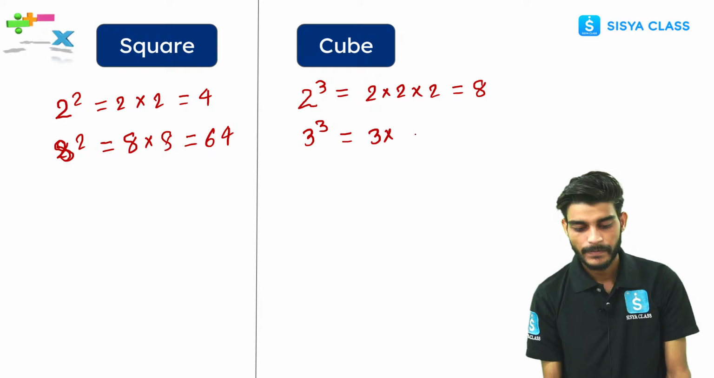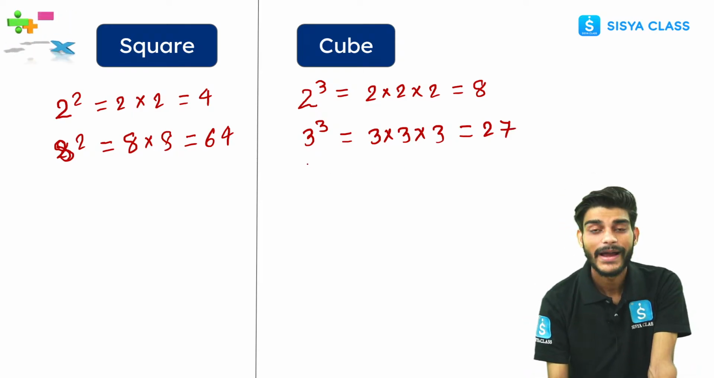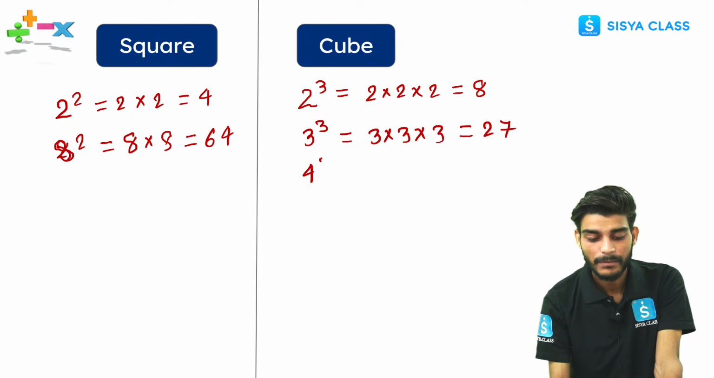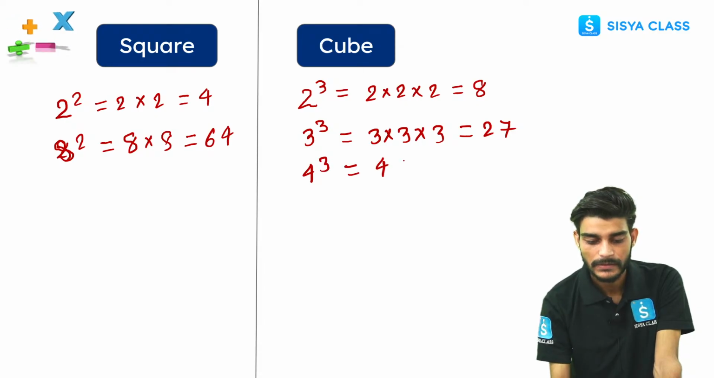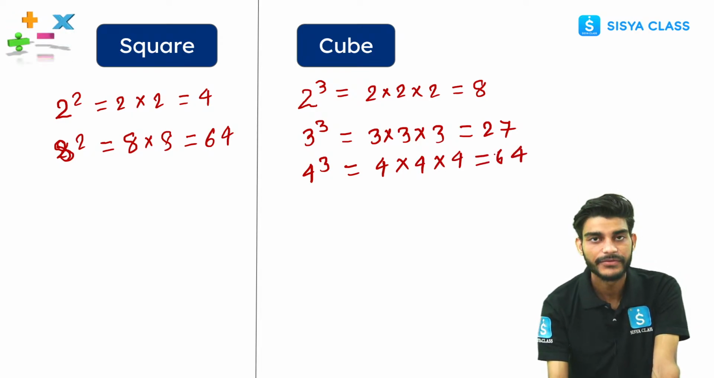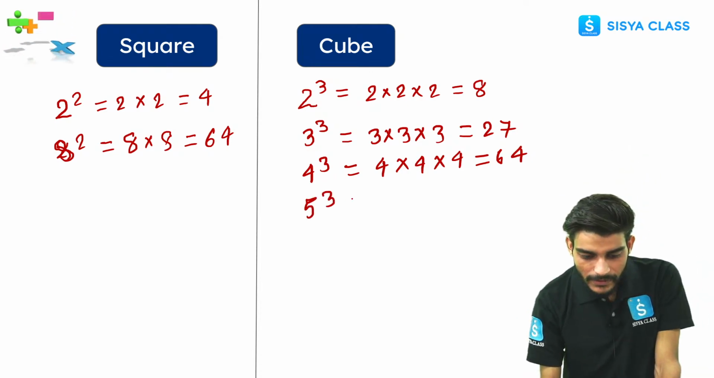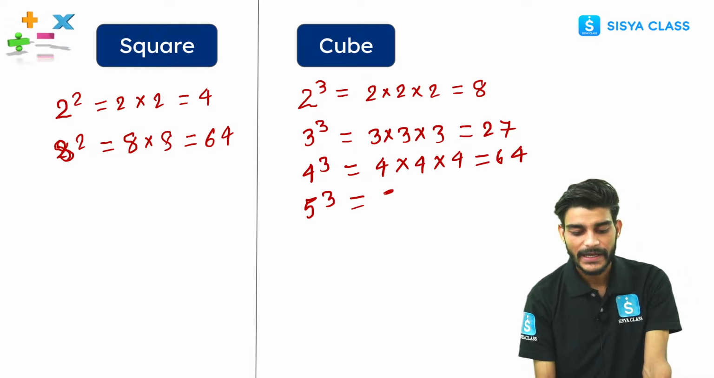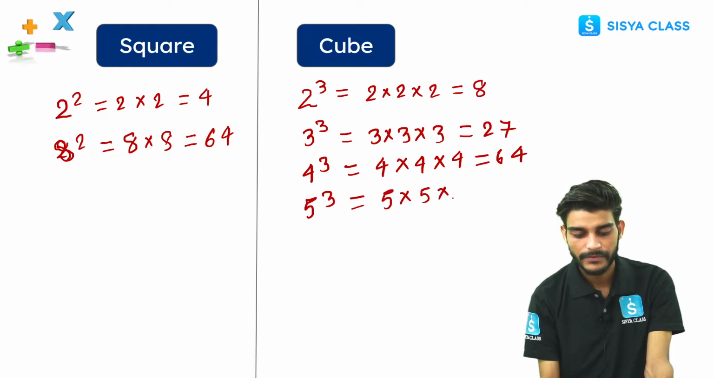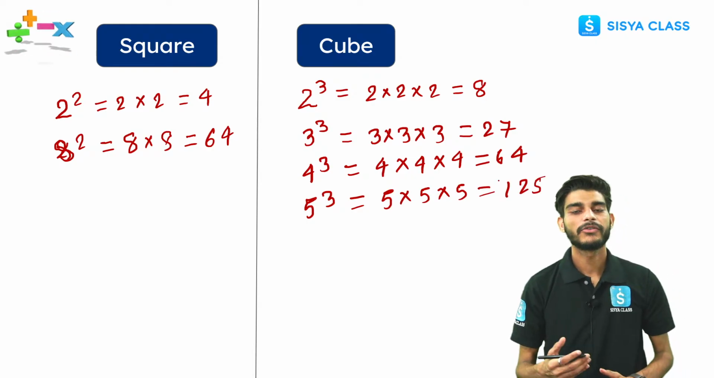If I have to find 3 cube, simply multiply 3 three times: 3 into 3 into 3, that is 27. If I have to find 4 cube, I'll multiply 4 three times: 4 into 4 is 16, into 4 is 64. If I have to find 5 cube, simply multiply 5 three times: 5 into 5 into 5, 125.